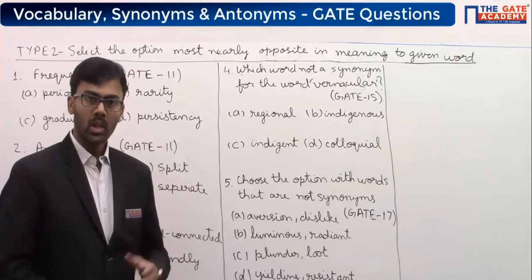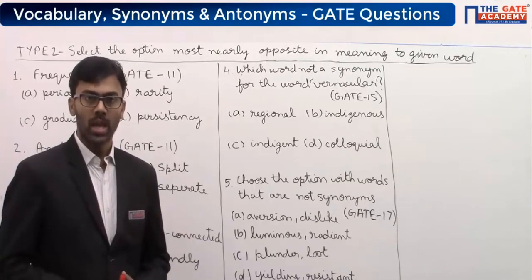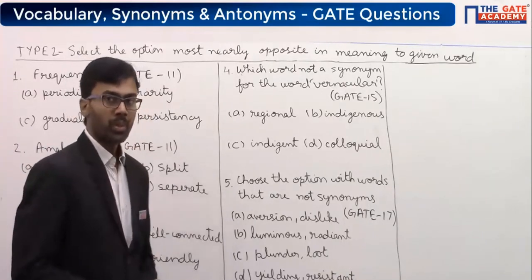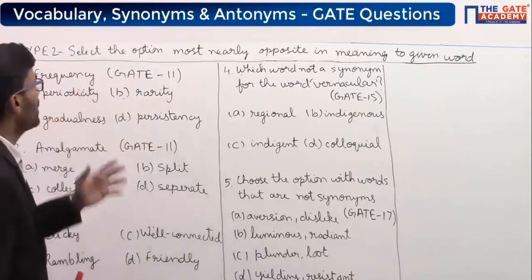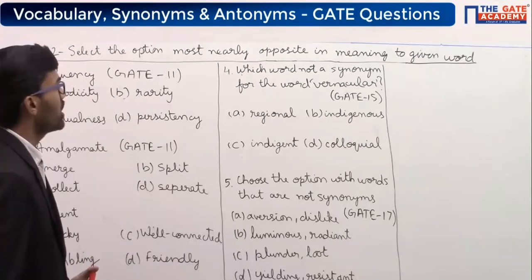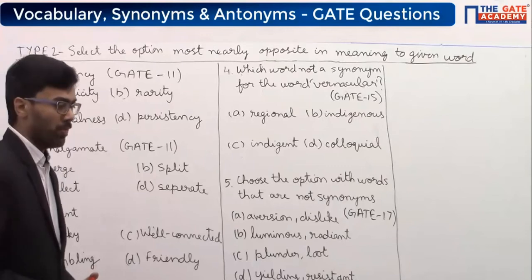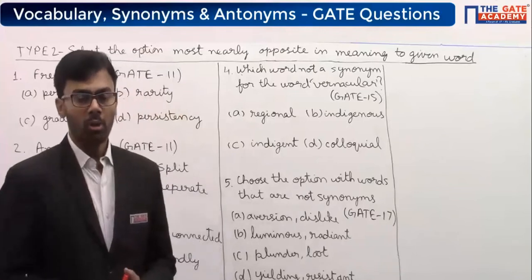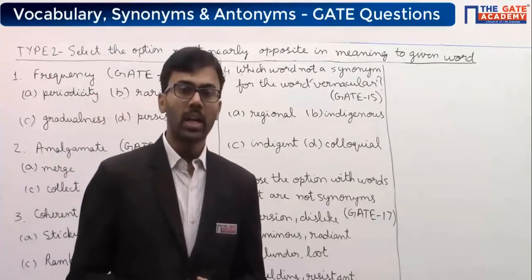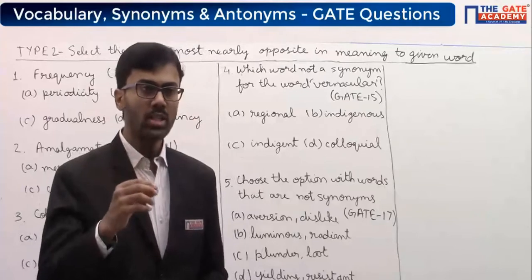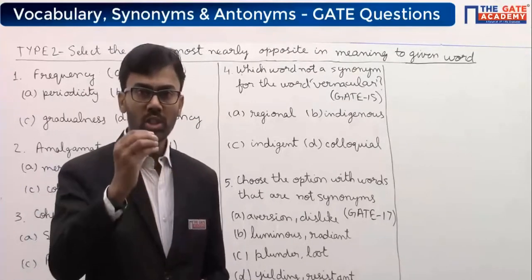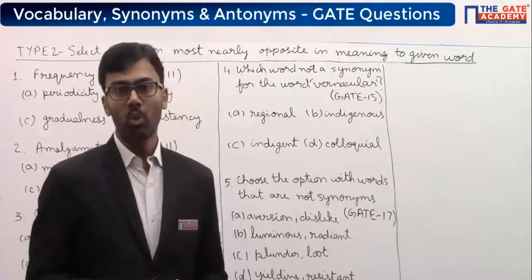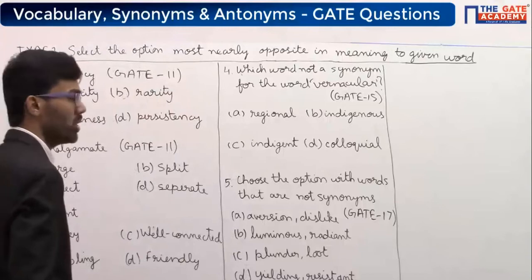Now, we begin with another type of questions related to synonyms and antonyms in GATE exams that have appeared in the previous years. The type is basically select the option most nearly opposite in meaning to the given word. So this basically means that a word would be given in the question, and then out of the 4 given options, we have to select that option which is closest as an antonym, or which is closest to the opposite of the word. That is, which is the best, most appropriate antonym out of the 4 options given.